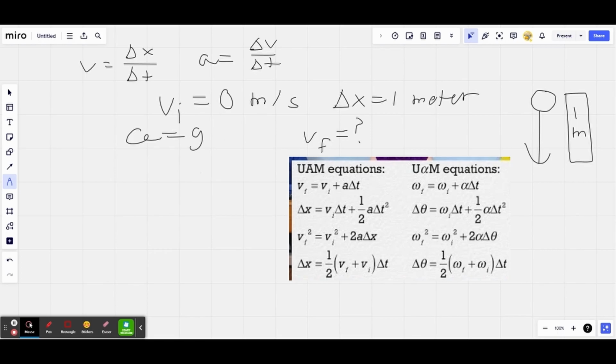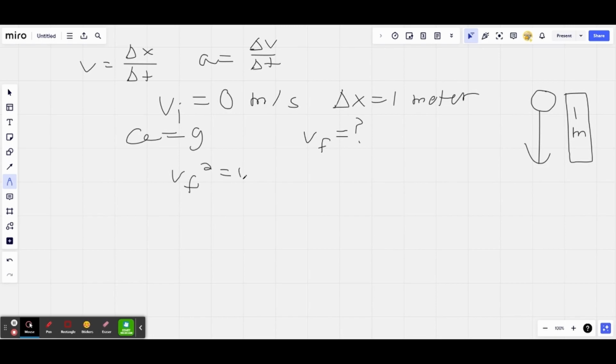Now, we should use the third UAM equation because it states that velocity final squared equals velocity initial squared plus 2 times the acceleration times the change in position of the ball. We are going to use this equation because we have 3 out of the 4 variables in it, so we can solve for the missing one, also using algebra skills. And that missing variable is what this question is asking for, velocity final.